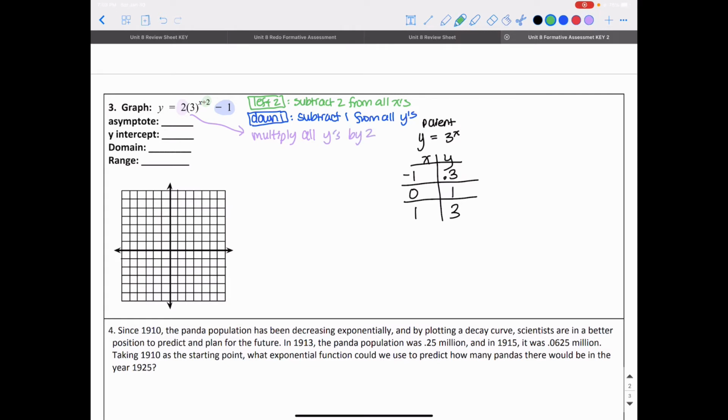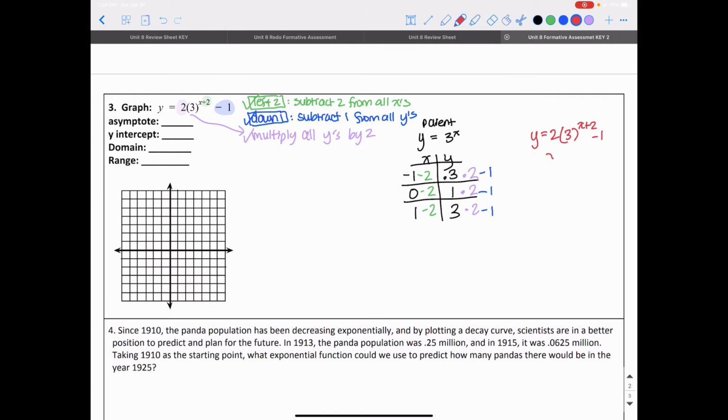And so I'm going to do all of this. I'm going to start with my x's. I am subtracting 2 from all of them. That takes care of this transformation. The second transformation is down 1, which means I'm subtracting 1 from all my y values. But I have to be careful because there are 2 different transformations happening to the y values, and I need to make sure I'm doing them in the order of operations. So I'm doing this one first, multiply all y values by 2. And then after I do that, I can move them all down 1, so subtract 1. With these shifts, I will end up with y is equal to 2 times 3 to the x plus 2 power minus 1, which is what I want.